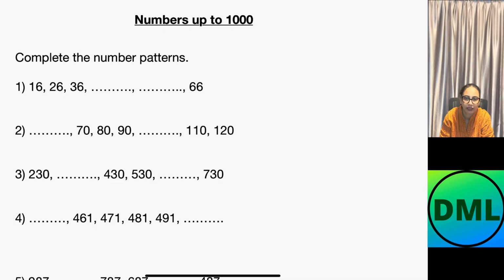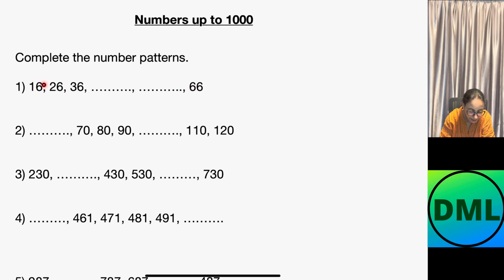Numbers up to 1000. Complete the number patterns. Let's see the pattern here. The first number is 16, then 26, then 36, then dash, dash and then 66. Can you see the pattern here? If we see the first number and the second number, can you see that this number is increasing? This is 1 and then 2 and then 3 and then it goes till 6.